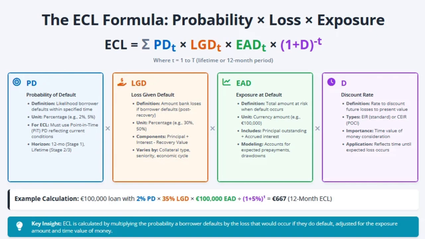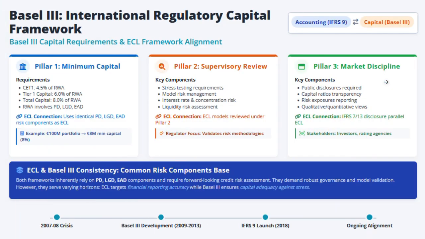Exposure at default, EAD. It is the total amount at risk when a default occurs. This includes not just the principal outstanding but also the accrued interest and future interest that the bank expected to receive. For stage 2 and stage 3 loans, this requires banks to model the entire remaining lifetime of the facility, accounting for expected repayments, potential prepayments, or drawdowns on the committed facilities. Discount rate. It is done to discount the future losses to present value, and this reflects the time until the expected loss occurs.